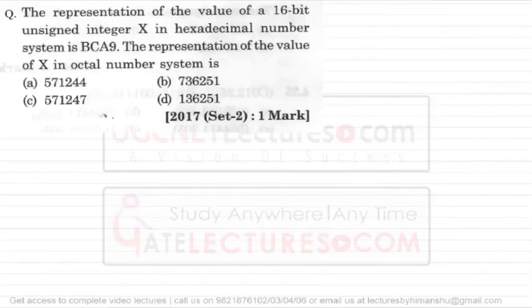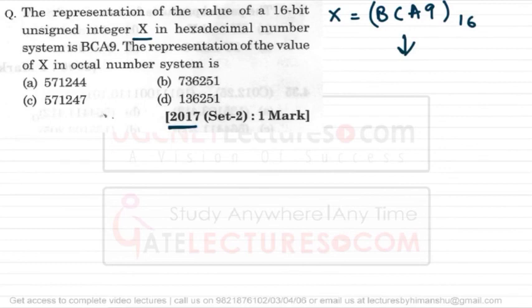Okay, let's just look at the last question from this set. This was asked in 2017 in the GATE examination for 1 mark. What they are saying is unsigned integer. Unsigned integers are the ones that we have learned till now. Okay, so the unsigned integer x in the hexadecimal number system was BCA9. This is the representation in hexadecimal, and they are asking for the representation of the same number in the octal number system. So you know the procedure, right? We convert this into binary first, and from there we convert it into octal.